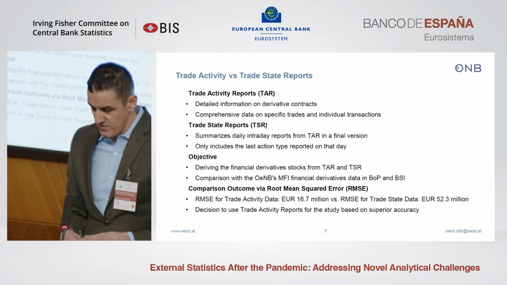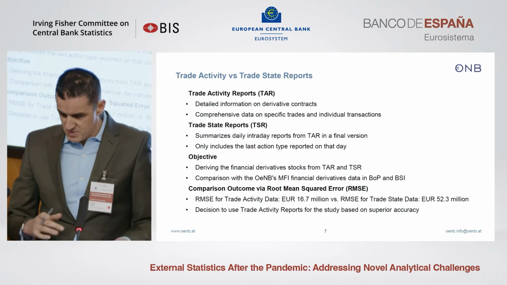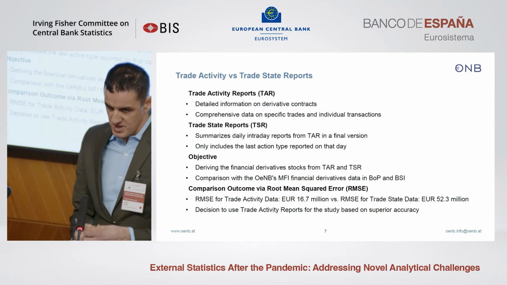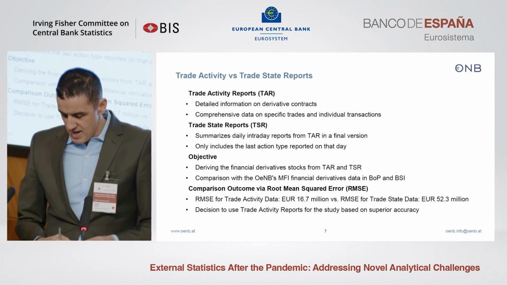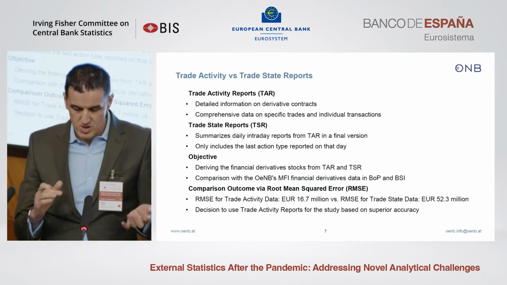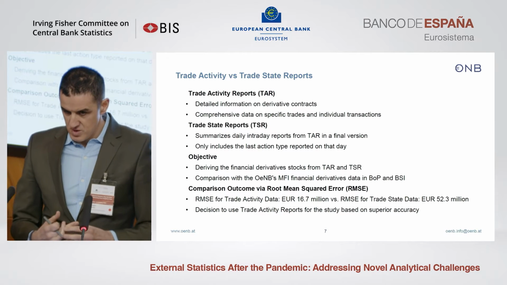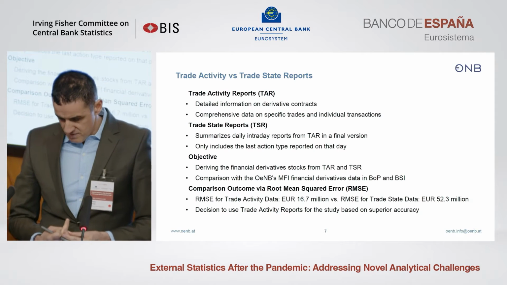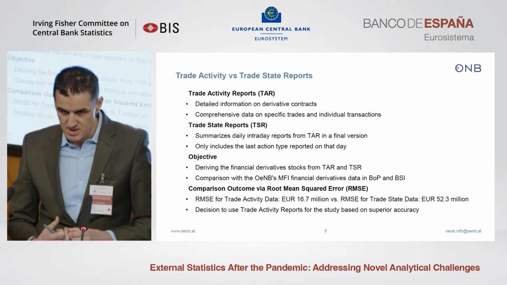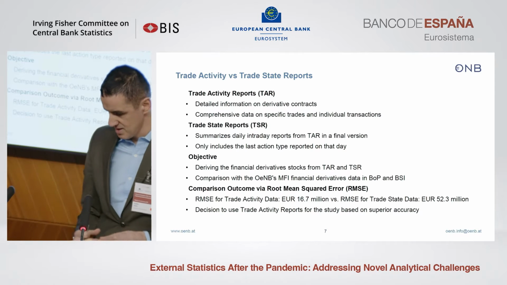EMIR data provide us two kinds of reports: trade activity and trade state reports. The difference between these two is that the trade activity reports are the raw reports from the counterparties, and the trade state reports are generated by the trade repositories. It's more or less a summary of the trade activity reports. To see which of these two is better for our purposes, we made a root mean squared error test, and we concluded that trade activity reports are a better choice for macroeconomic statistics.